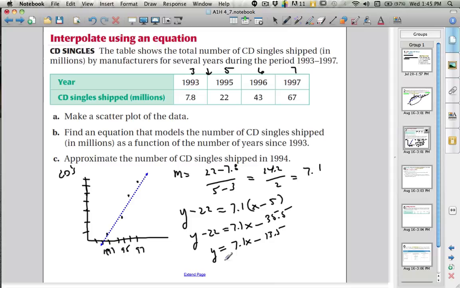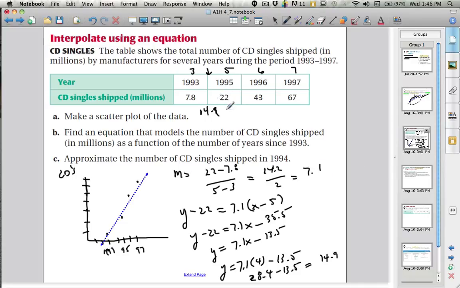Now, if I want to find 1994, y is equal to 7.1 times 4 minus 13.5. This is going to be 28.4 minus 13.5, which will be 14.9. That is what we would have expected the sales to have been approximately in 1994. And that's the interpolation of working in this data set.